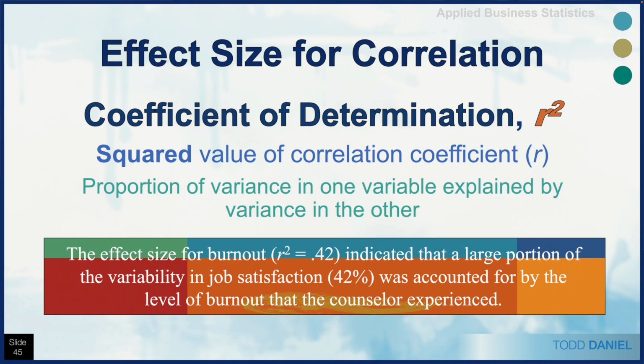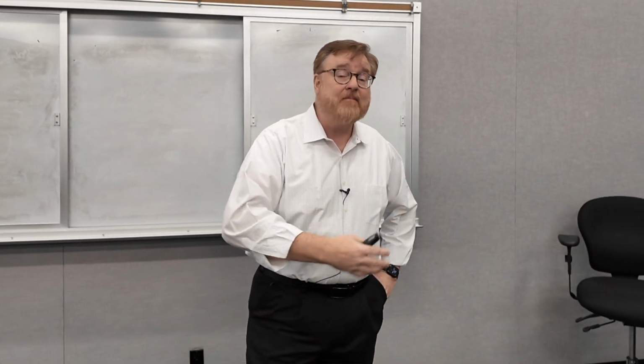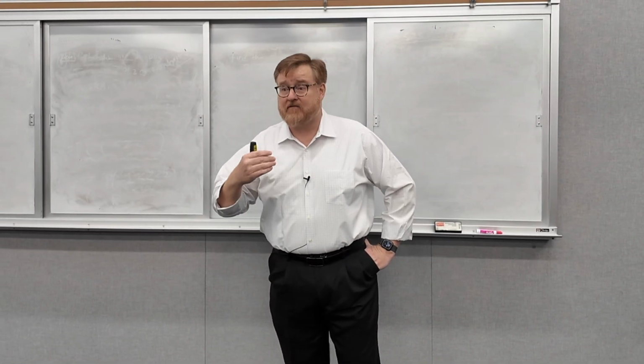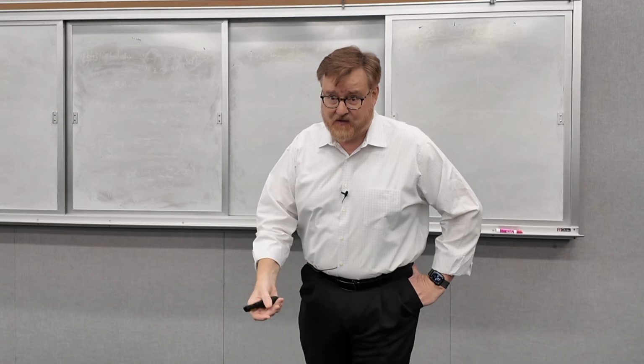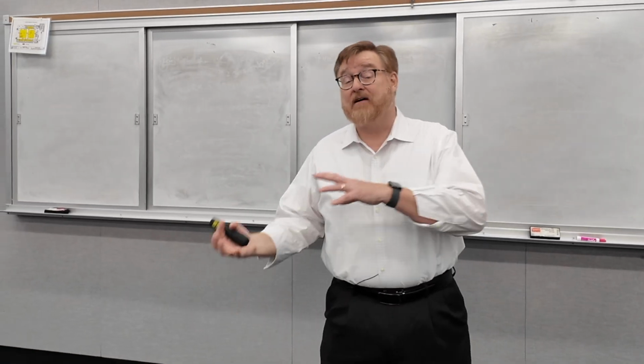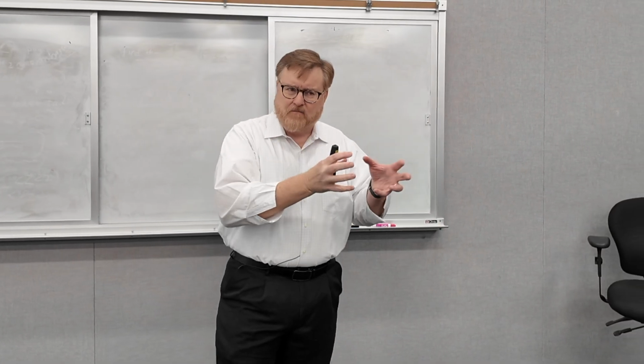Notice all I have done is taken that 0.42 as a proportion, moved the decimal point 2 to the right, added a percent sign, and made it 42%. How much variability in Y can we explain? 42% of the variability in Y is explained by variability in X. That is the effect size. But there's stuff left over that just gets lumped into an other category.